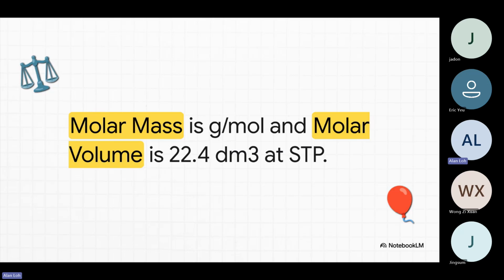Remember carbon with a relative mass of 12? Well, 1 mole of carbon weighs exactly 12 grams. Water with a relative mass of 18? 1 mole of water weighs exactly 18 grams. And for gases, it gets even cooler. 1 mole occupies a very predictable molar volume, exactly 22.4 cubic decimeters at standard temperature and pressure, or STP.